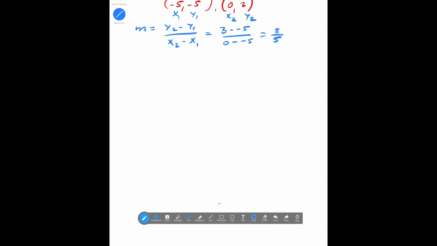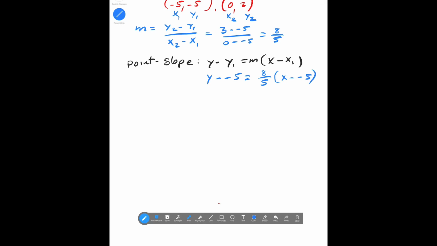All right. So the first equation is point slope form, which is y minus y1 equals m times x minus x1. All right. Y minus -5 equals 8 over 5, which is my m, times x minus -5. Okay, x1 is -5, y1 is -5. And then again, anytime you see two negatives, that's a positive. So that right there is your point slope form.